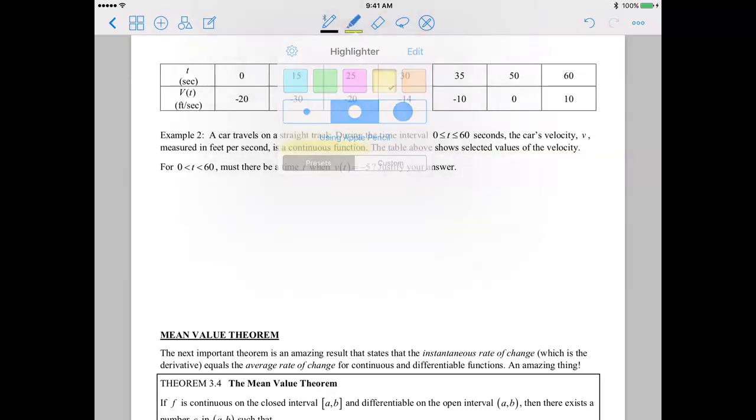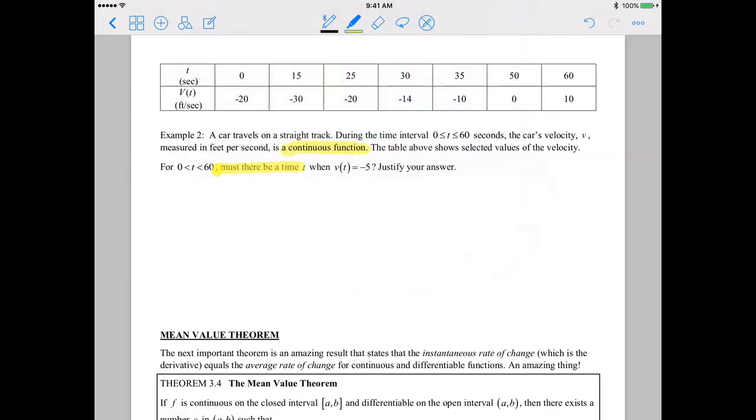That is a very important phrase right there, must there be a time? I want you to get into the habit. Anytime you see that phrase, you need to think about using either the intermediate value theorem or the mean value theorem, which we'll learn here in just a second. So must there be a time t when the velocity is equal to negative 5?